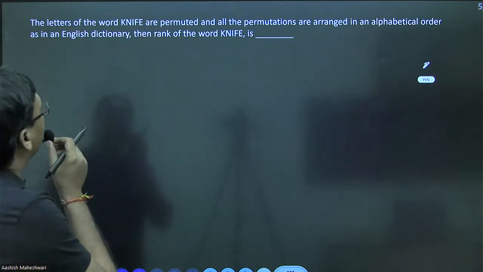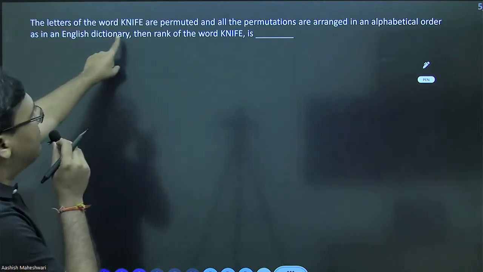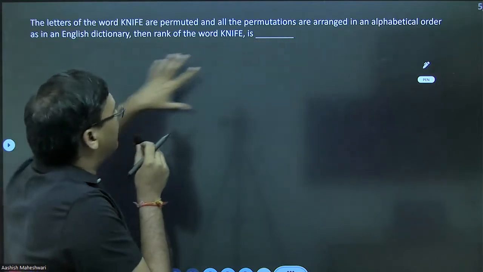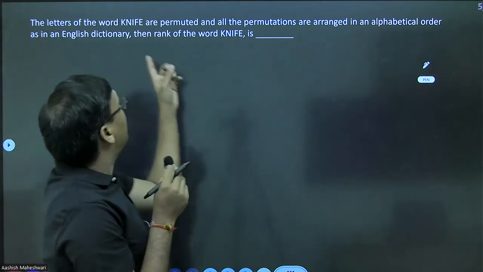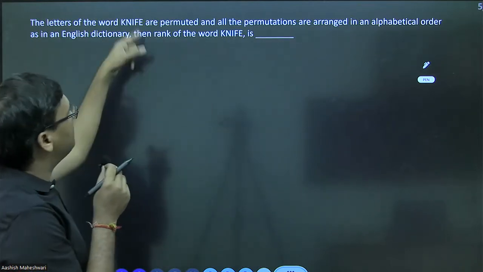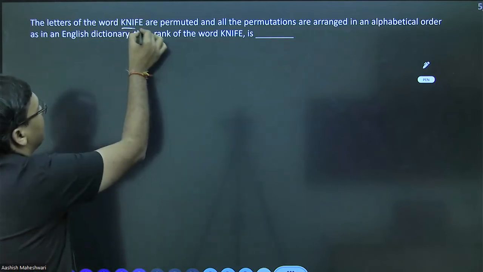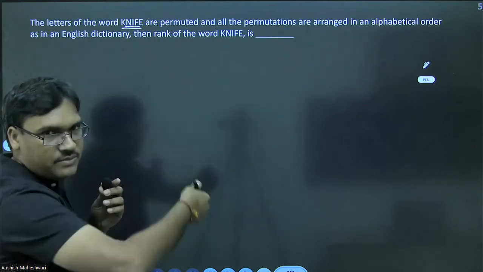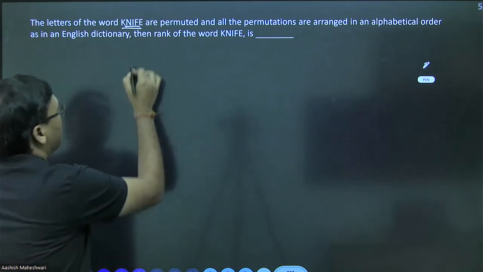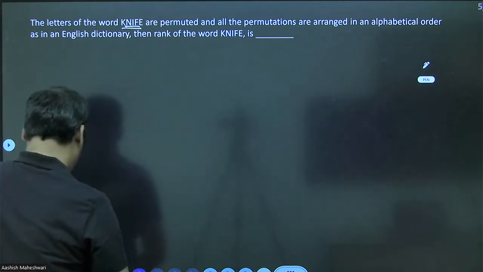So the next question is, if all the letters of the word knife are permuted, then again the same question, what is the dictionary order, what is the rank of the word knife? If you arrange this, you can see all the letters are different here. So if you apply the same shortcut, you can try this with the basic method also. I'm quickly going through the solution through the shortcut method.